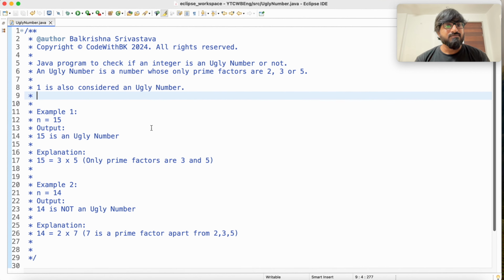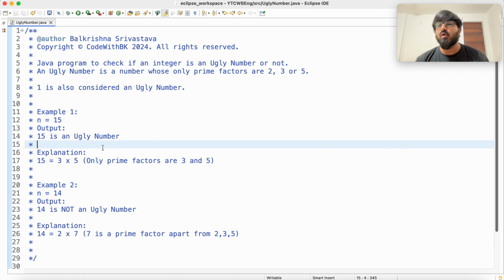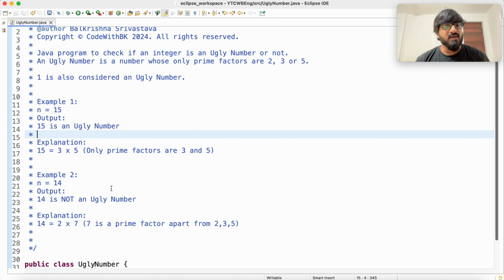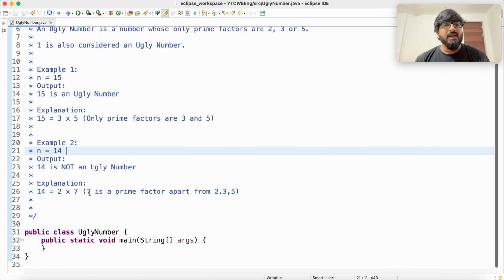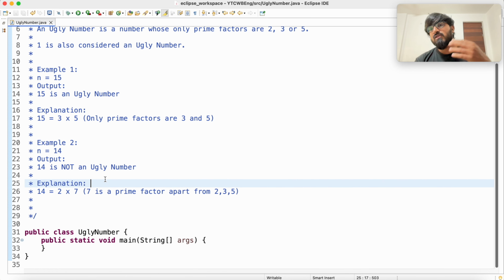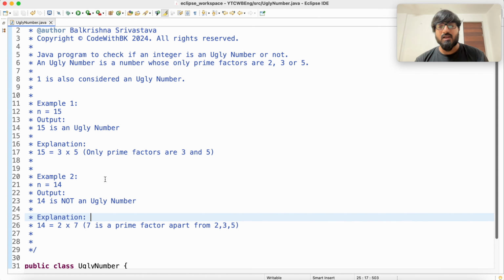All right. So you have to check if an integer is an ugly number or not. So what is an ugly number? An ugly number is a number whose only prime factors are 2, 3 or 5. For example, 15 is an ugly number because its prime factors are 3 and 5 only, from 2, 3 or 5. Then 14 is not an ugly number because it has 7 as a prime factor, which is not 2, 3 or 5. So if there is any other prime factor in an integer apart from 2, 3 and 5, it is not an ugly number.